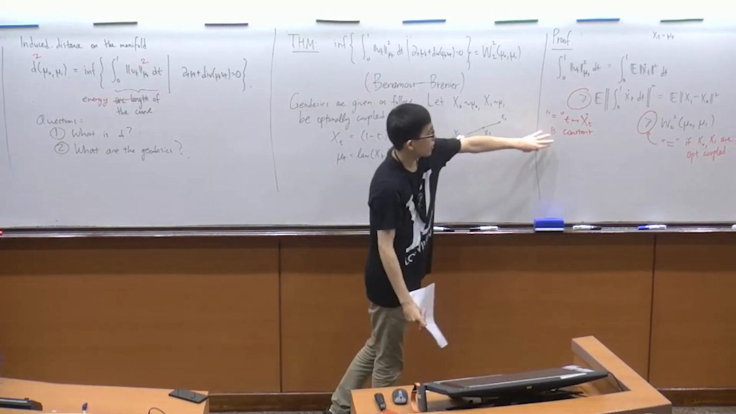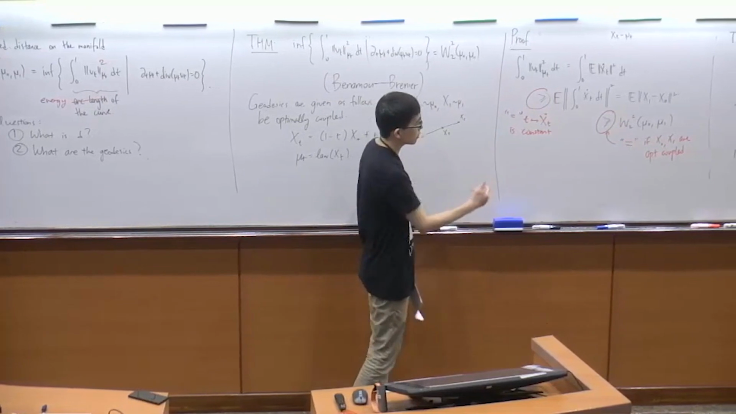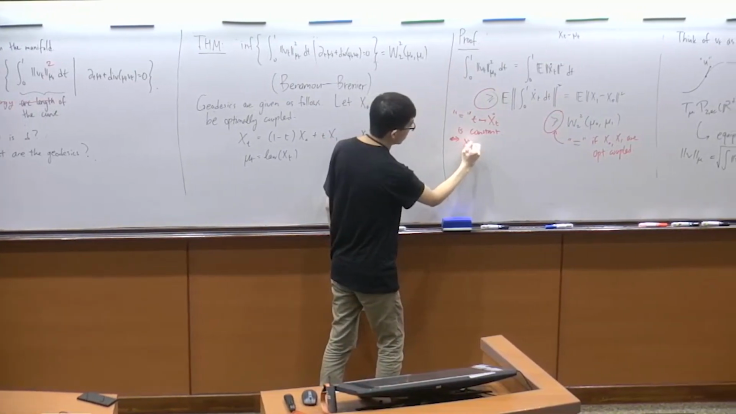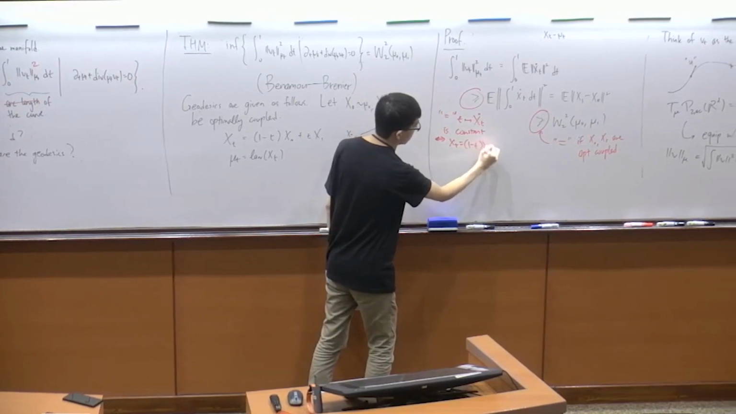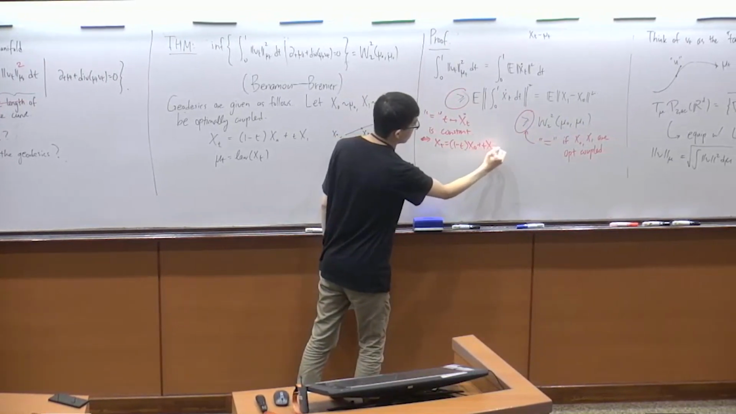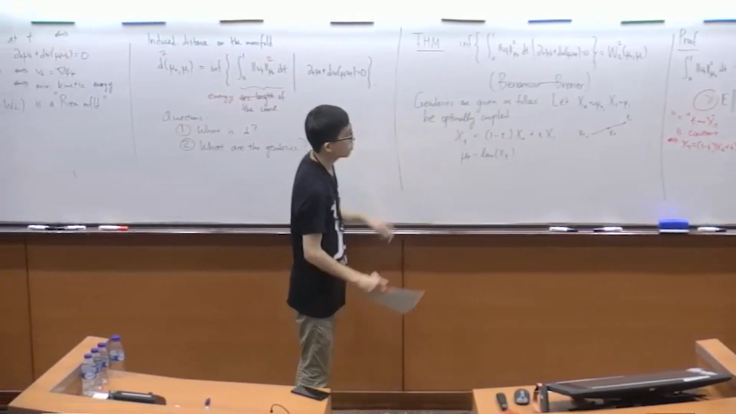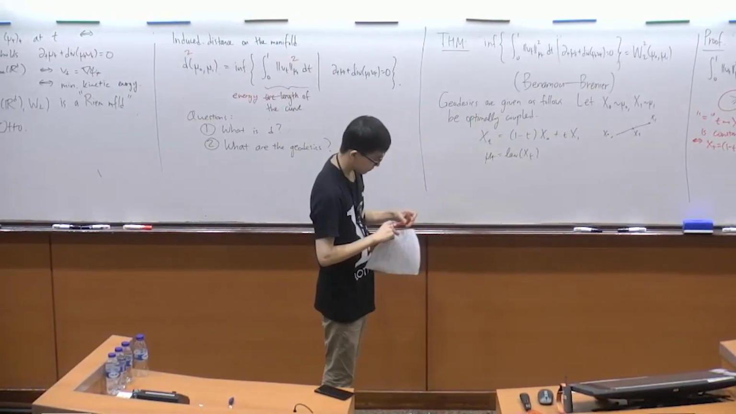So the fact that your velocity is constant is equivalent to saying that you travel in a straight line. Traverse at constant speed. So that gives you the form of these geodesics.